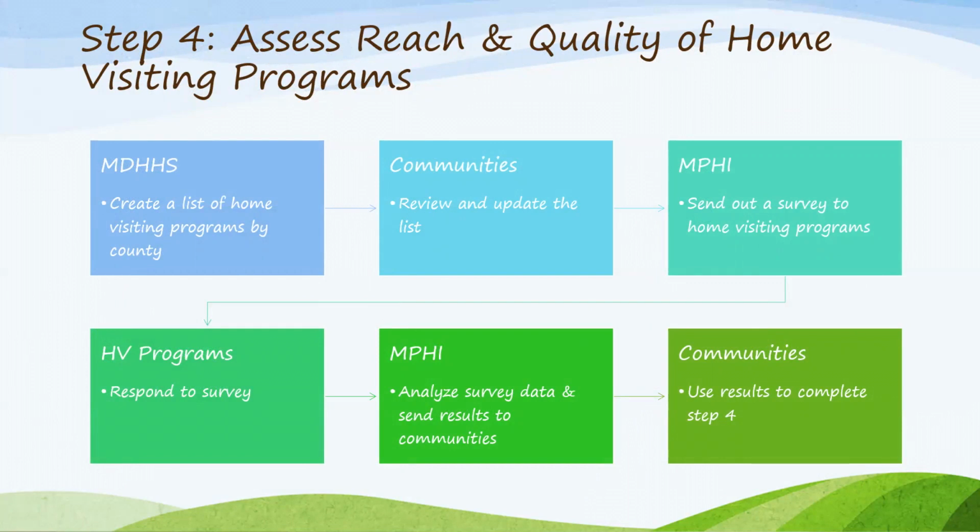Multiple organizations play a role in the successful completion of Step 4. In this graphic, you can see the responsibility of various agencies throughout this step. First, MDHHS will get us started by creating a list of home visiting programs by county. Those lists will be provided to each agency leading this exploration and planning process to be reviewed and updated. This step is critical to assure all home visiting programs are included, giving an accurate picture of existing home visiting availability in each community.